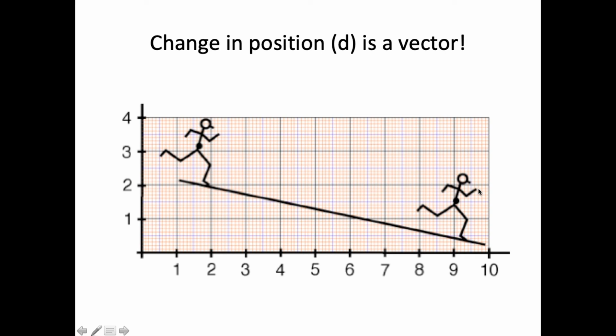So if you want to represent the displacement, the x, for example, you could take 9.1 minus 1.7. That represents your change in the x. It'll be positive because you're moving to the right, whereas in the y, it'll be negative because you're moving downwards.